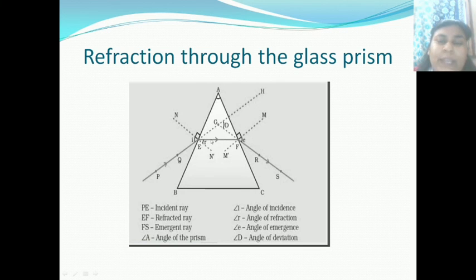Now you can see this is the incident ray. This is the actual straight path, but due to refraction it bends and goes in the FS direction. When we move backward and draw the FS line, it meets at the point G. So the angle HGS is known as the angle of deviation. The ray was supposed to go in this path, but it is going in this path, so it is deviated by this angle from its path, and this angle is known as the angle of deviation, denoted by the symbol D or delta.